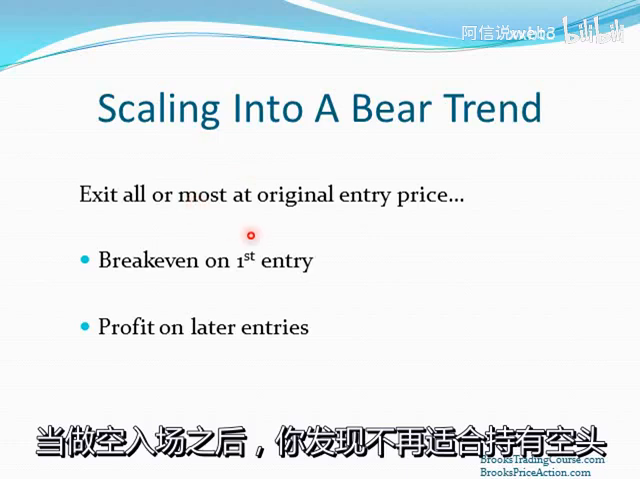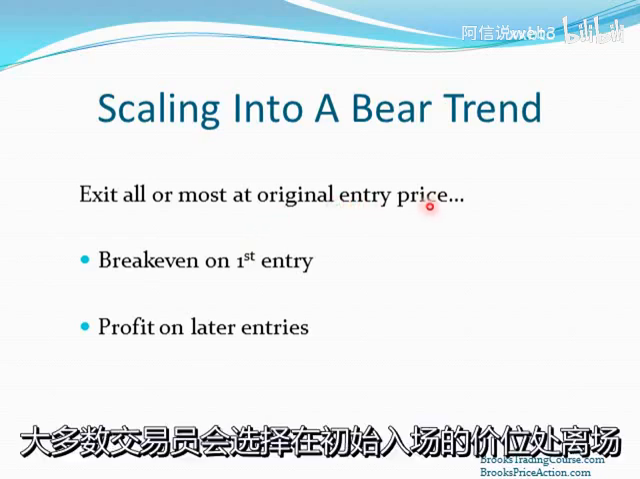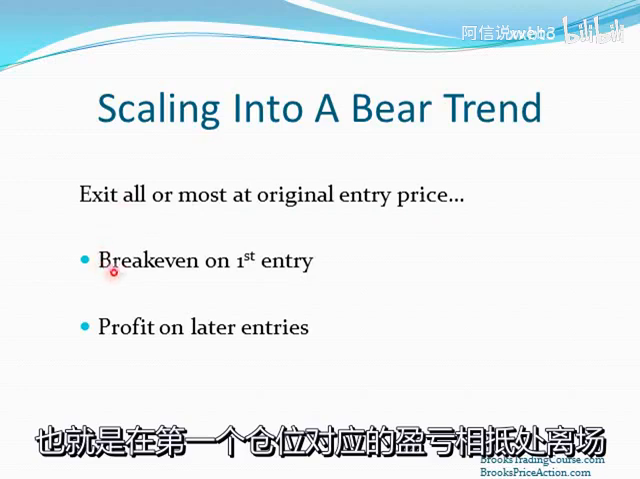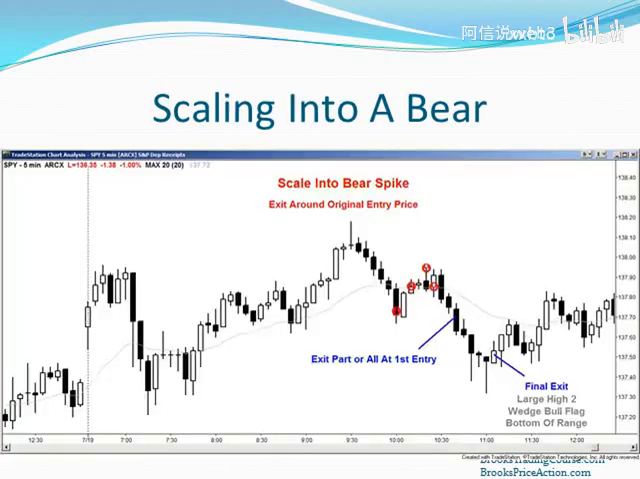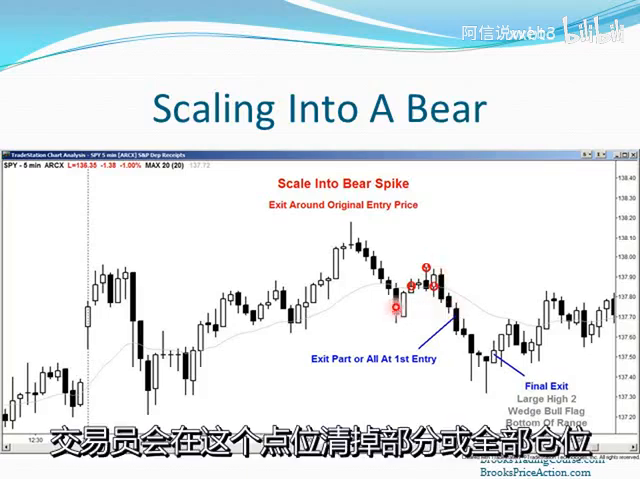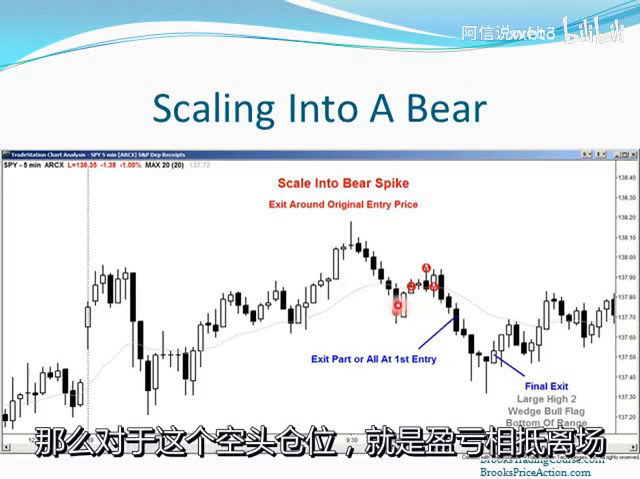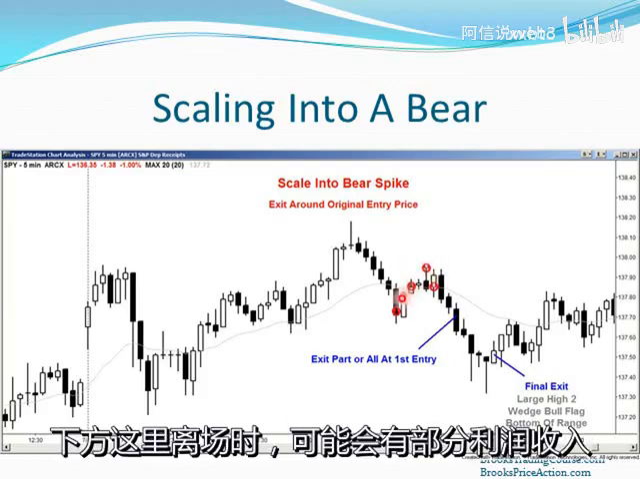So whenever you take a short in a situation like that and it turns out to be a bad short and you scale in higher, most traders try to get out around their original entry price. So they get out around break even on their first entry, and they end up with a profit on their subsequent entries. So in this particular case, the market started to come down, and traders would exit part or all of their shorts at this level. So they would get out of this short at break even, and depending on which short they took up here, they would end up with a profit on that short.